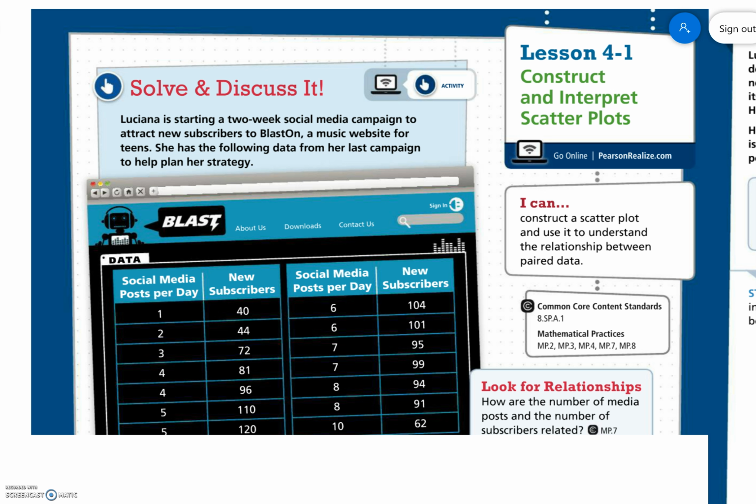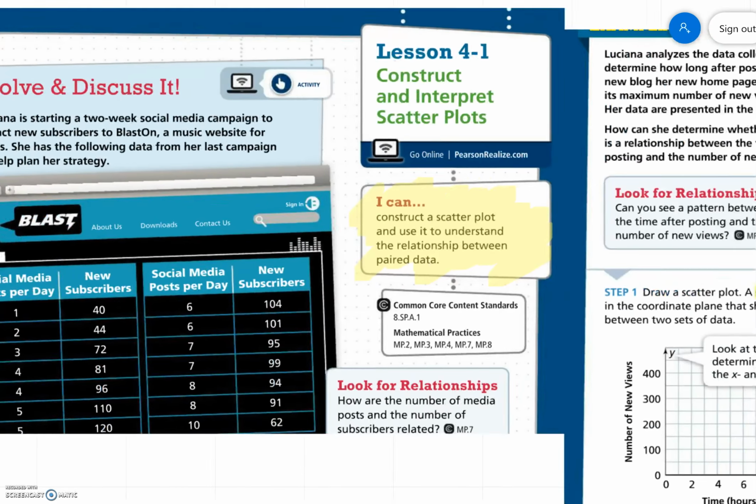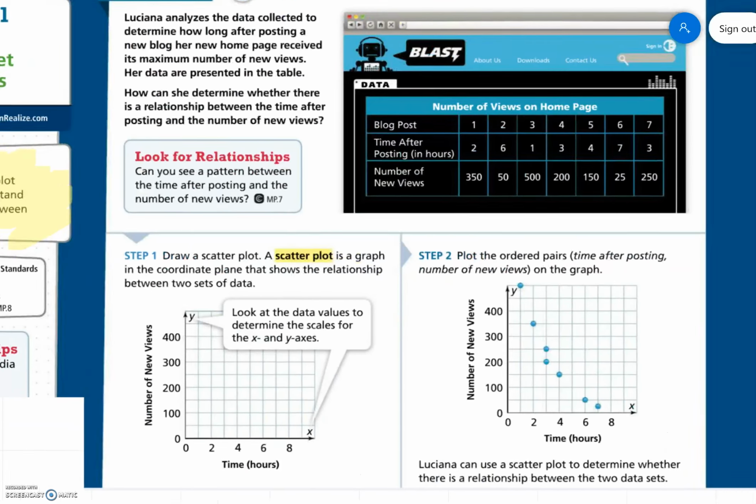So lesson 4.1 is about constructing and interpreting scatter plots. At the end of lesson 4.1, I want you to be able to say, I can construct a scatter plot and use it to understand the relationship between paired data. In the interest of time, we're going to skip this page and head right to the example. So go ahead and turn the page.